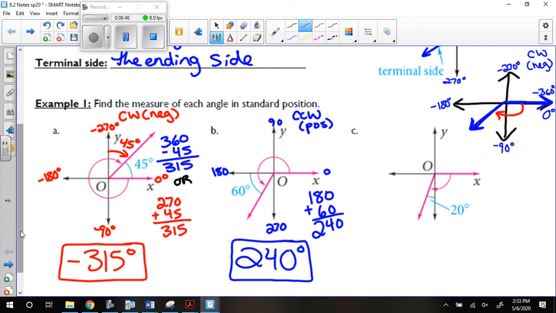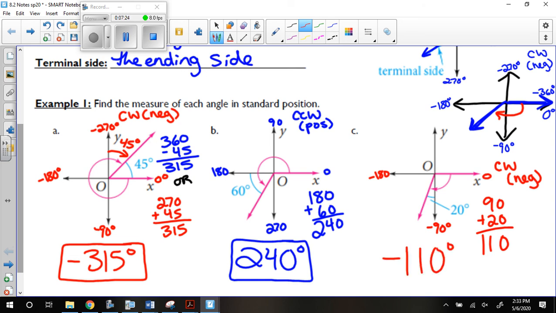And part C. Okay, we are going in a clockwise direction, which is negative. We start at 0 degrees here, down at the bottom is negative 90, and off to the left is negative 180, and I'm going to stop there because our angle went only 20 degrees past the negative 90. So we've gone 90 degrees and 20 degrees more, so 90 plus 20, that's 110 degrees, but since this is a negative direction, we've gone negative 110 degrees.